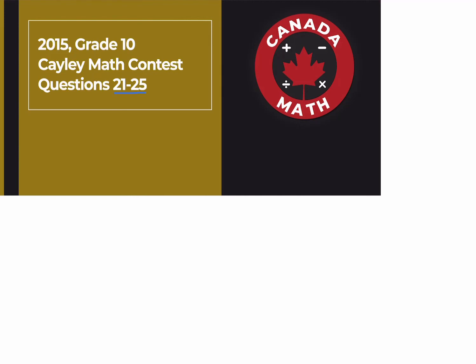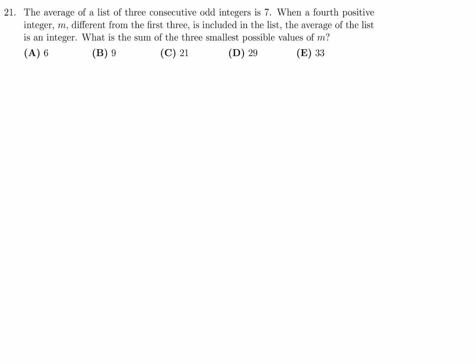Questions 21 through 25 on the 2015 grade 10 Cayley math contest. The average of a list of 3 consecutive odd integers is 7. When a fourth positive integer m, different from the first 3, is included in the list, the average of the list is an integer. What is the sum of the 3 smallest possible values of m?